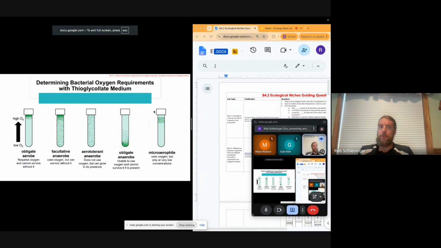There's a couple of other examples thrown in here that you won't be asked about, but they are kind of interesting. Aerotolerant anaerobes are bacteria that can grow in the presence of oxygen but don't need it. And then we've got microaerophiles, which have very precise requirements. It just needs a little oxygen, and if it has too much oxygen, it won't survive. This could be an evolutionary step as we transition from obligate anaerobes to obligate aerobes.